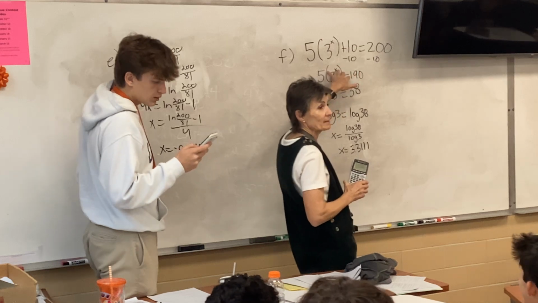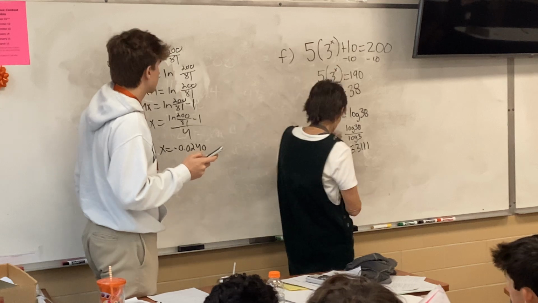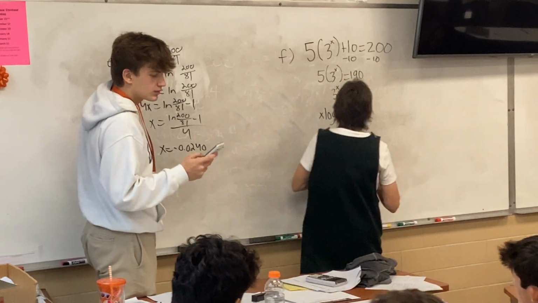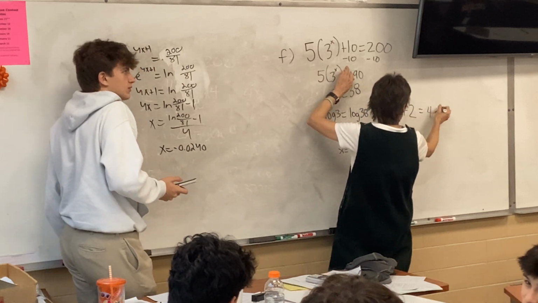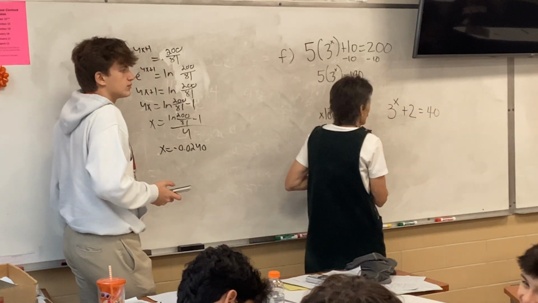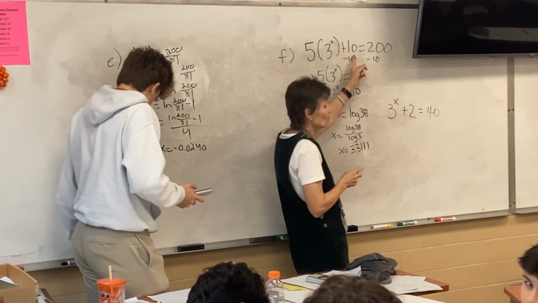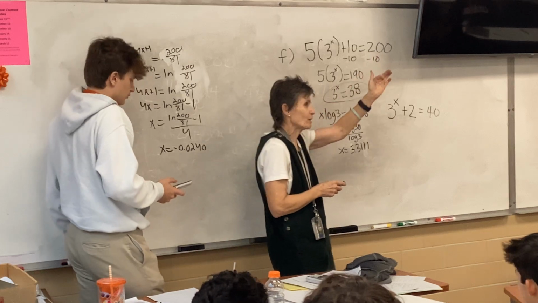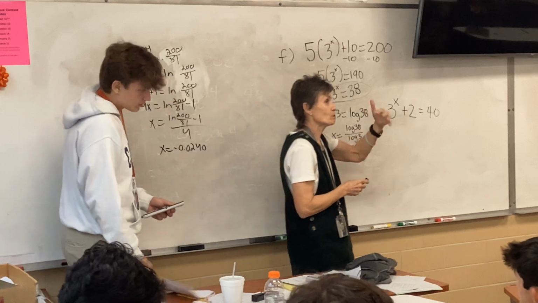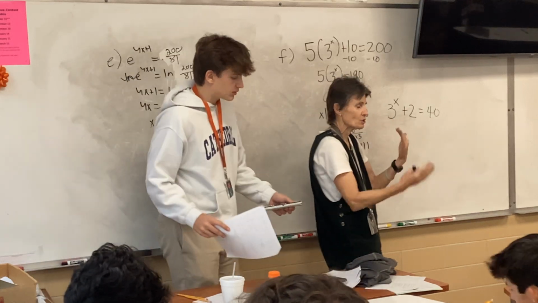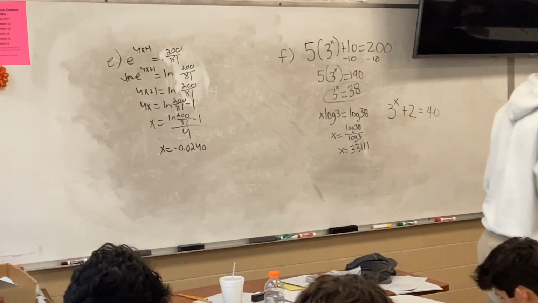Guys, we need to talk about this. If you divide the 5 first, you have to divide everything by 5. So you would have 3 to the x plus 2 equals 40. And then when you subtract the 2, you're right back to where he was. I encourage you to move that 10 first, because we always forget to divide it, but it's up to you. It's kind of reverse PEMDAS because we're undoing the equation, but it doesn't matter. You can do it both ways, but if you're going to divide, you divide everything.